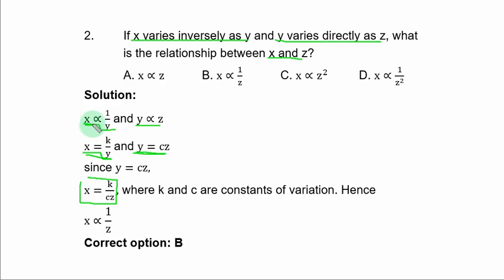For us to remove the symbol of variation, we introduce constant. So here, the two constants disappear if we introduce the symbol of variation again. So you have S varies inversely as Z. B is the correct option.